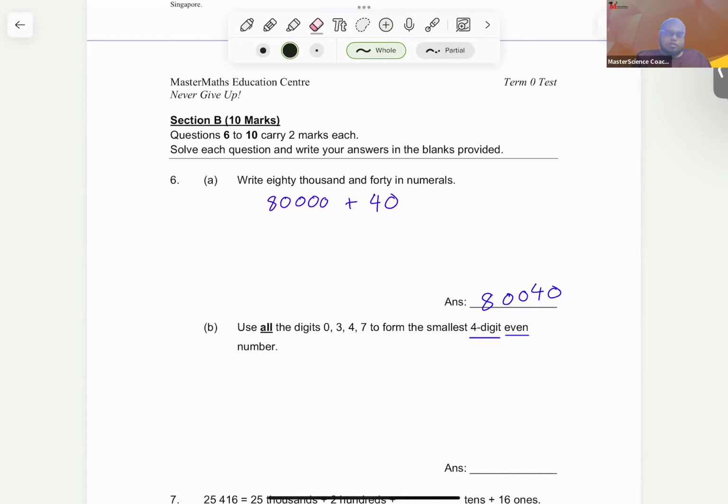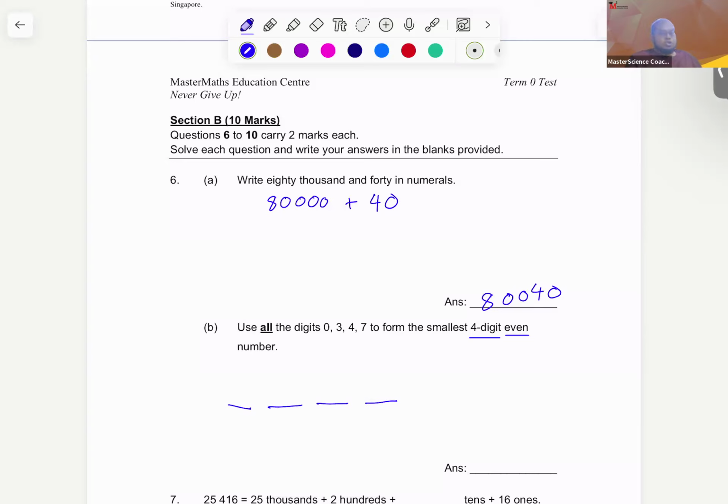Now I need to form this 4-digit number, but I need to make it smallest. So what's the next smallest number that I can use if I cannot start with a zero? 3. After 3, now can I use the zero? Okay, good. Now 4 7 or 7 4? 7 4 because we want it to be even. 4 7 is odd, 7 4 is even. 3074.